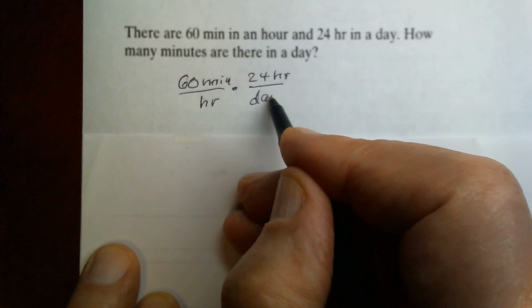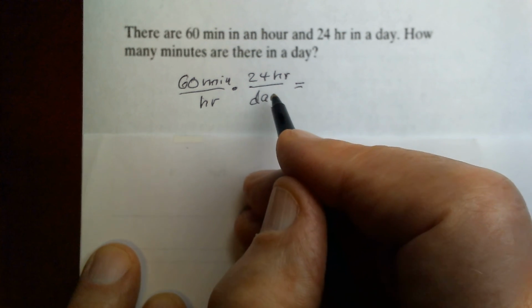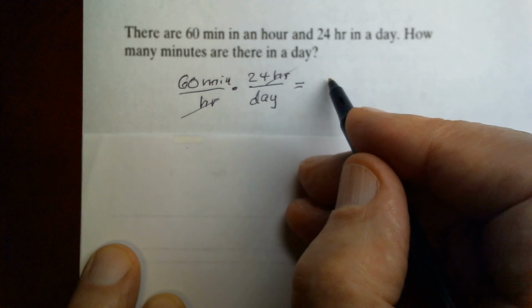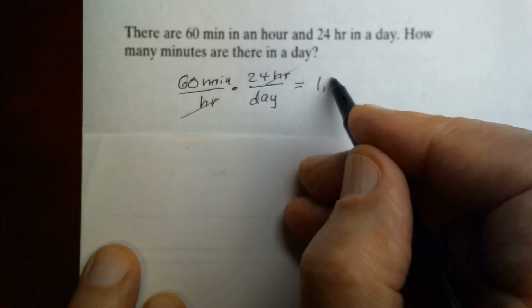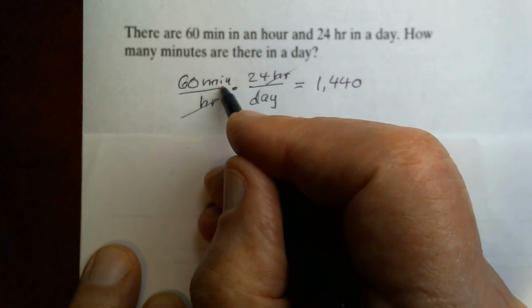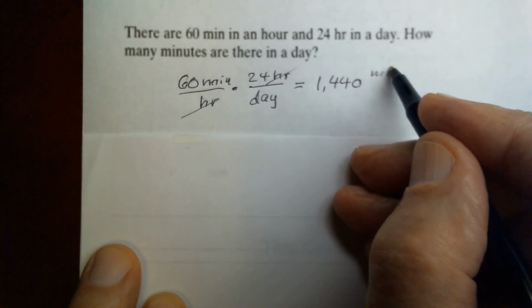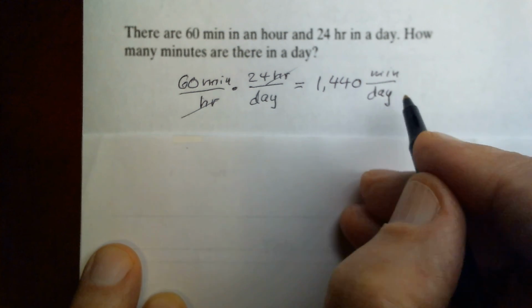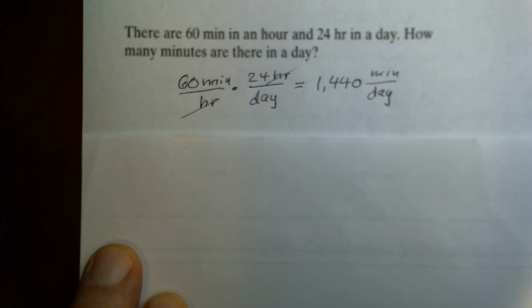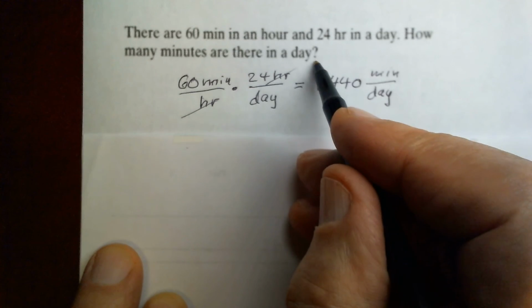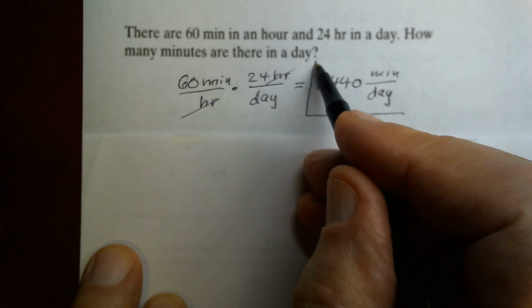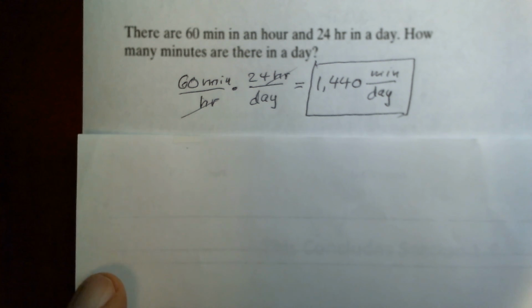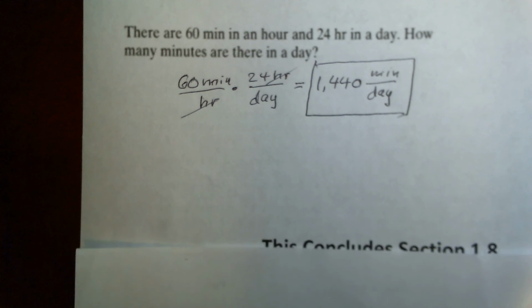So when we multiply these together, then we can see that the hours cancel, and we get 1,440 minutes per day. And this concludes section 1.8.